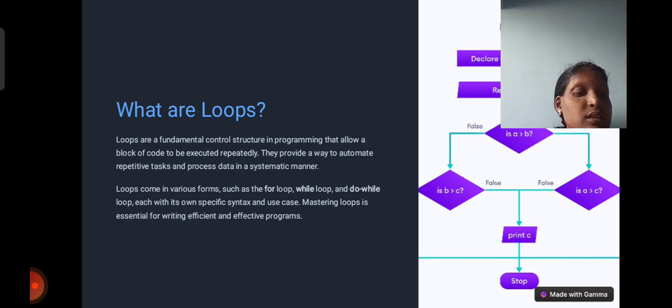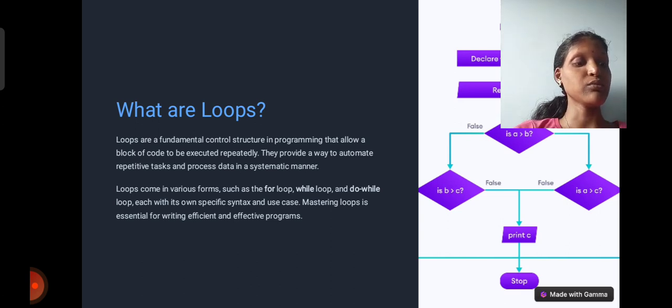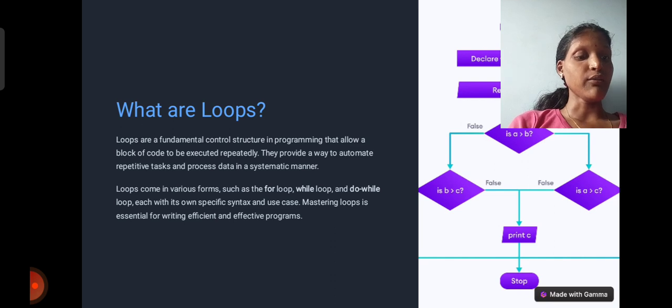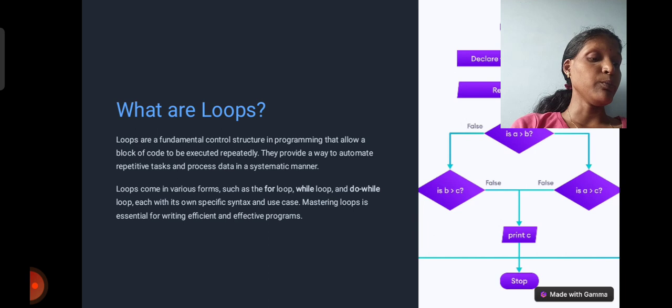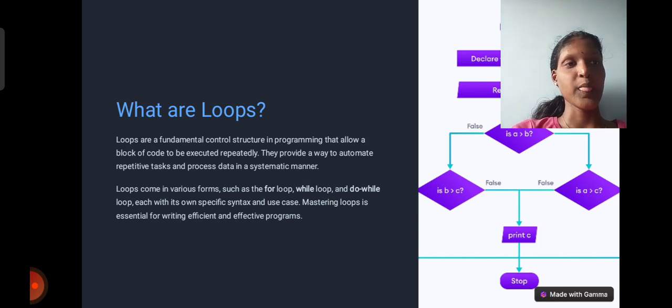Next is the exit control loop. The test condition is evaluated at the end of the loop body, and the loop will be executed at least once, whether the condition is true or false. The do-while loop is an exit control loop.